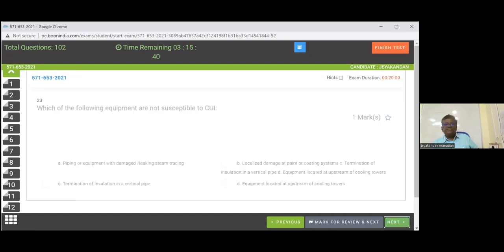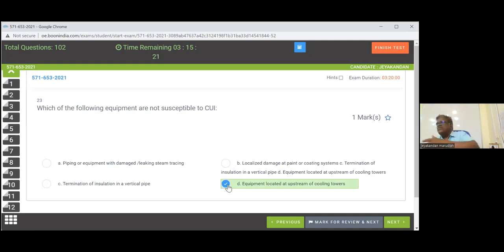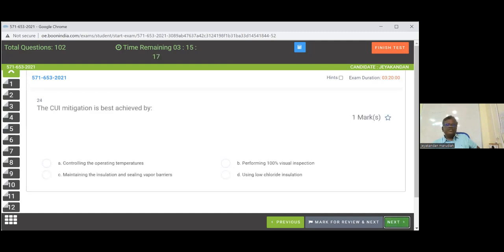Okay, next. The following equipment are not susceptible to CUI. Piping equipment damage, yes, possible. Renovation of insulation, that also possible. Localized damage to paint coatings, that is also possible. Equipment located upstream of cooling towers, before the cooling tower, it will not affect. Only after cooling towers it will affect. Next, CUI mitigation is best achieved by maintaining the insulation and sealing vapor barriers. You have to maintain a barrier.